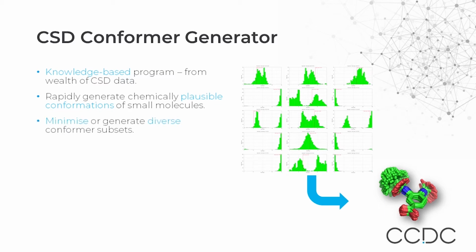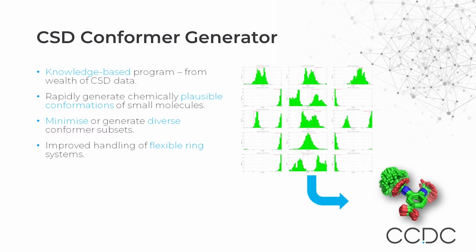The CSD conformer generator provides the ability to both minimize molecular conformations and also generate diverse conformer subsets based on CSD data. So given a molecule in 3D, the bond lengths, angles, and the dihedrals are minimized based on average values taken from Mogul, and then the rotamers and ring distributions are assigned. The new version has improved handling of flexible ring systems.